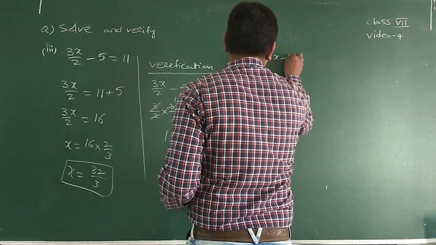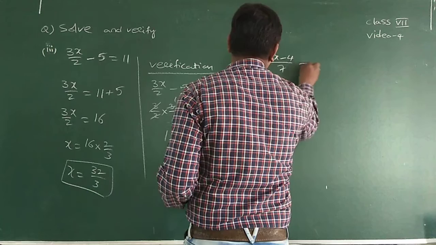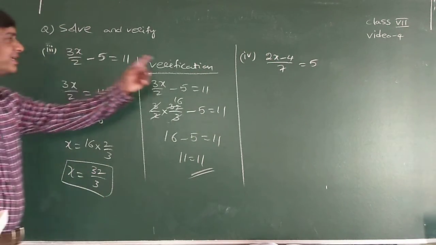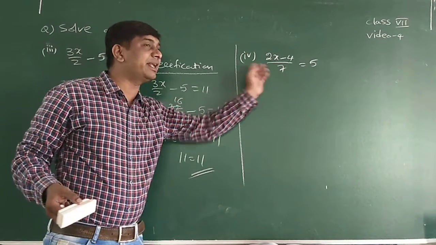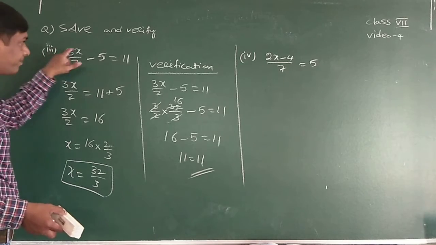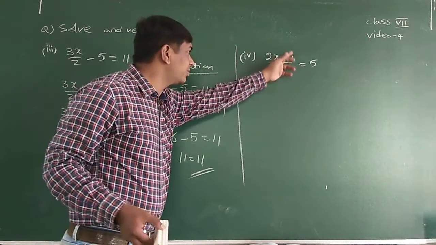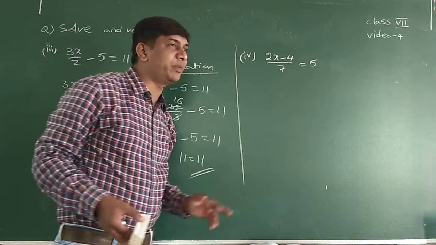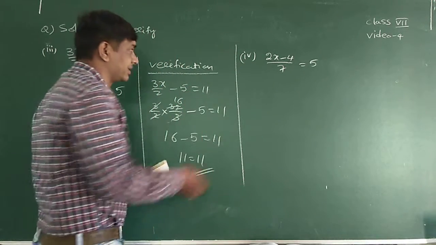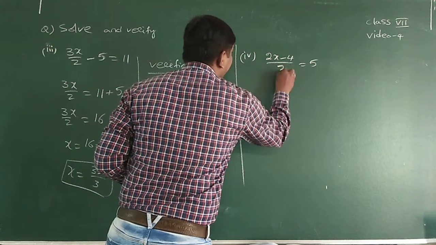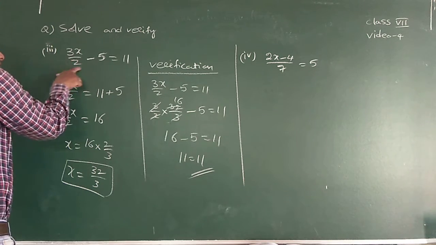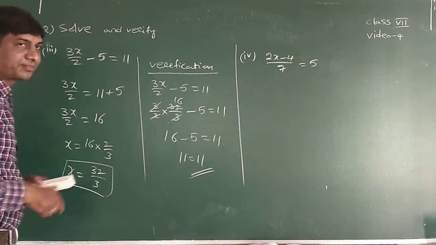2x minus 4 by 7 is equal to 5. This is a different question; this and this are different. Here, 7 is the denominator for the whole numerator, whereas there, 2 is the denominator only for the first term. Here the 7 is the common denominator for both terms in the numerator, 2x minus 4.